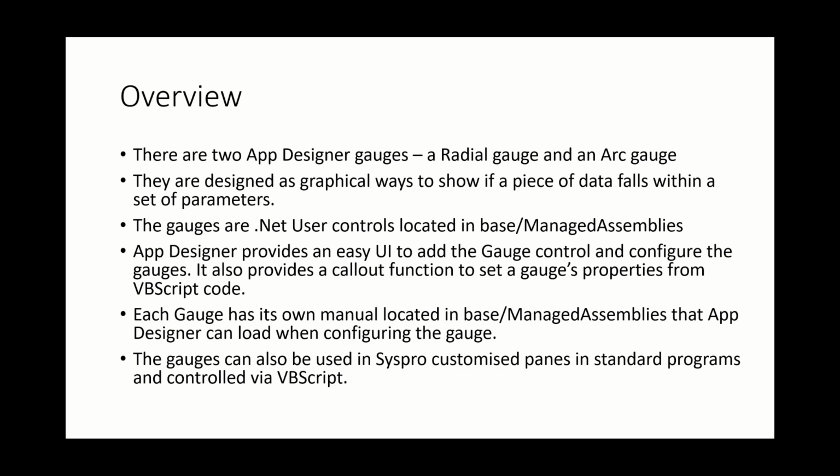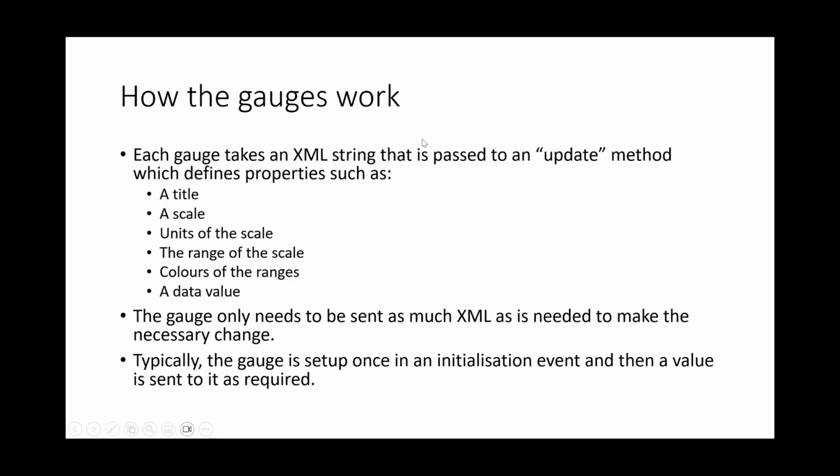But the App Designer provides an easy user interface to add the gauge control and configure the gauges for initial use. It also provides a call out function to be used in the VB script to be able to set the gauge's properties. Each gauge has its own manual located in base managed assemblies that you can link to from within App Design, and we'll see that shortly. And as I've already alluded to, because these are standard .NET user controls, you can use them in customized panes. So let's have a look at how they work.